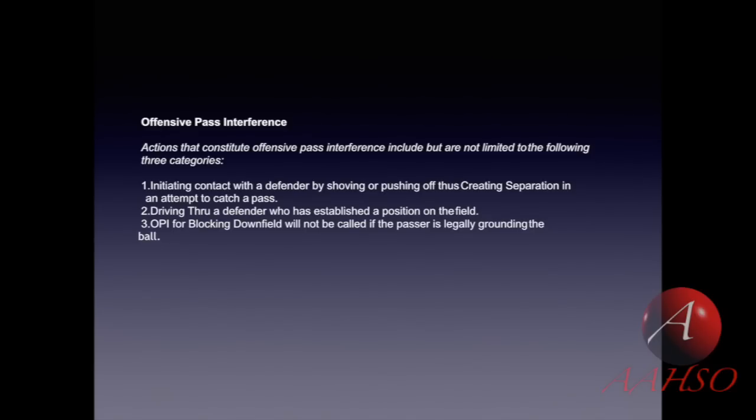But it's not going to be called if the passer is illegally grounding the ball. And we know the only way to legally ground the ball, and here's a great time to go back to last week's training video in the National Federation, is to take a direct hand-to-hand snap and immediately spike the ball to the ground.